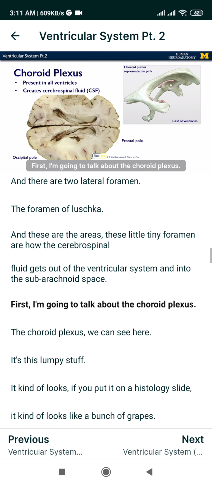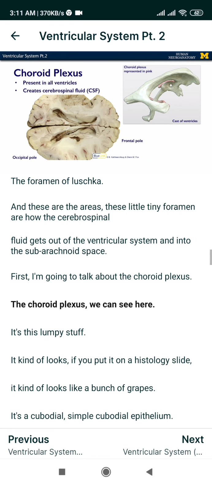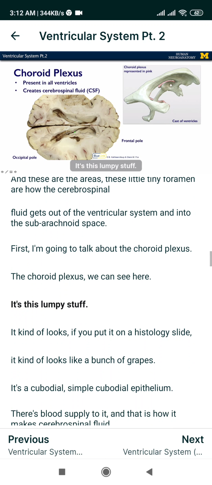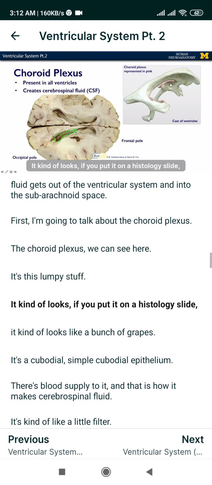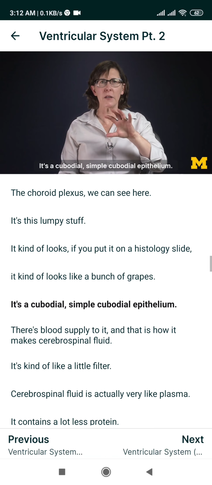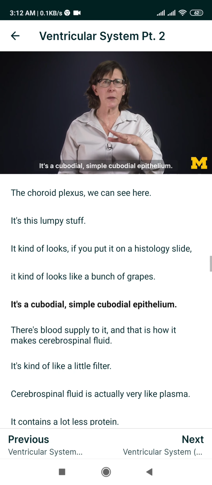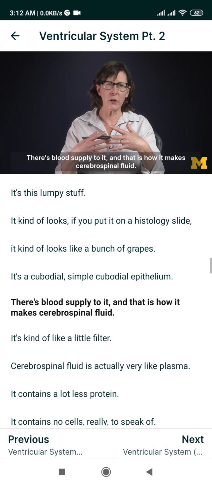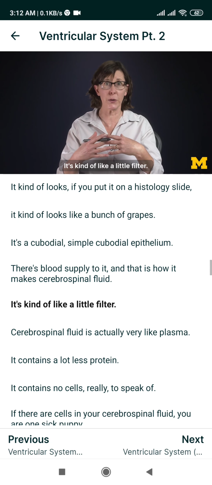First, I'm going to talk about the choroid plexus. The choroid plexus, we can see here, is this lumpy stuff. If you put it on a histology slide, it looks like a bunch of grapes. It's a simple cuboidal epithelium. There's blood supply to it, and that is how it makes cerebrospinal fluid. It's kind of like a little filter.